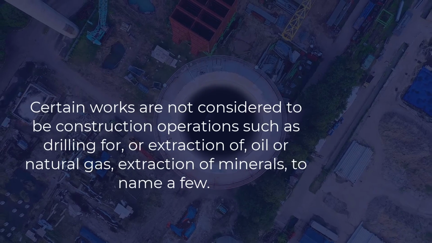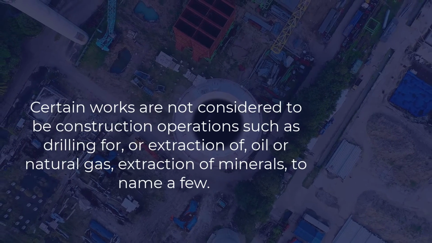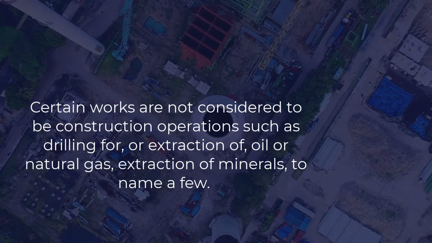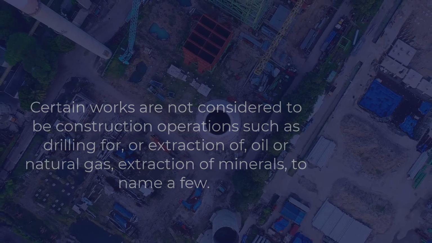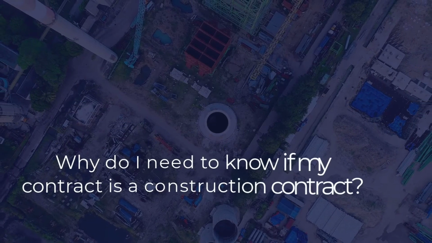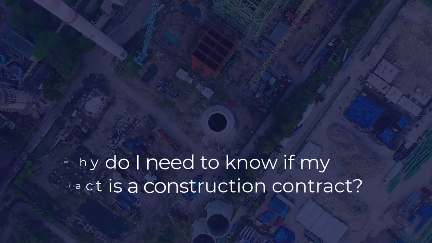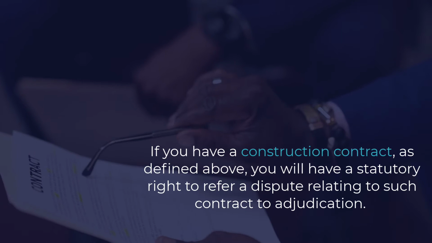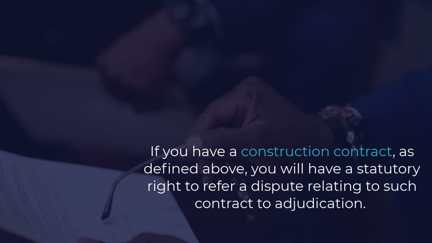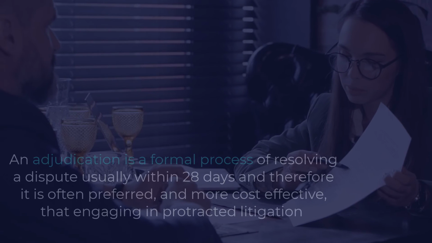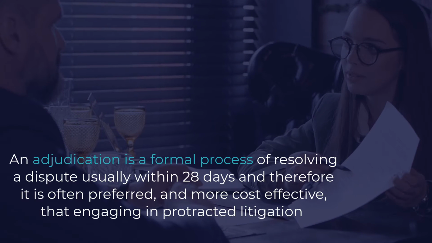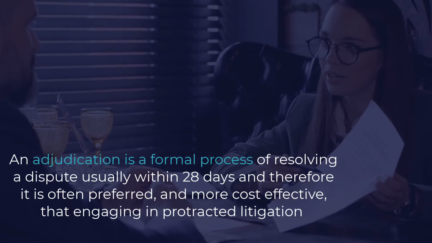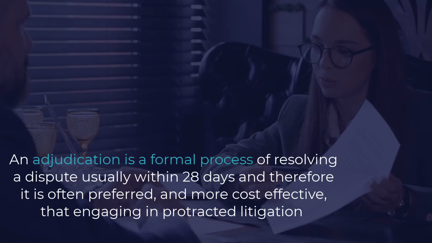Certain works are not considered to be construction operations, such as drilling for or extraction of oil or natural gas, or extraction of minerals, to name a few. Why do I need to know if my contract is a construction contract? If you have a construction contract as defined above, you will have statutory rights to refer a dispute relating to such contracts to adjudication. An adjudication is a formal process of resolving a dispute, usually within 28 days, and therefore it is often preferred and more cost-effective than engaging in protracted litigation.